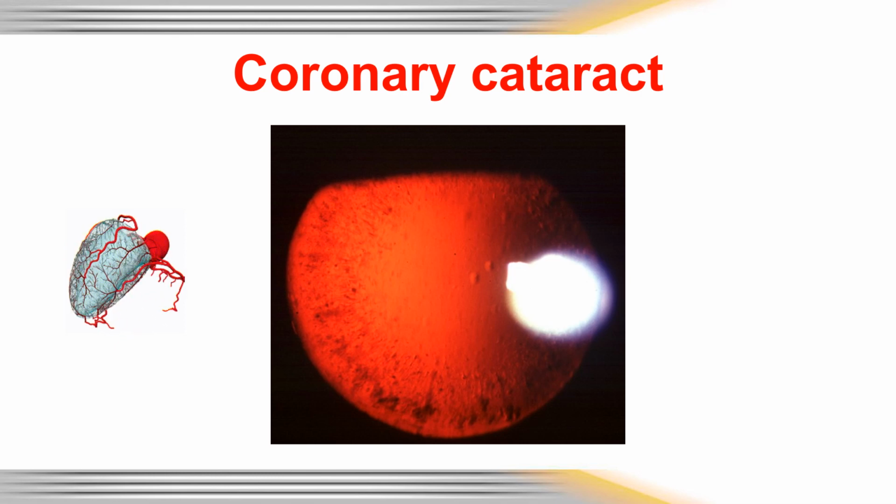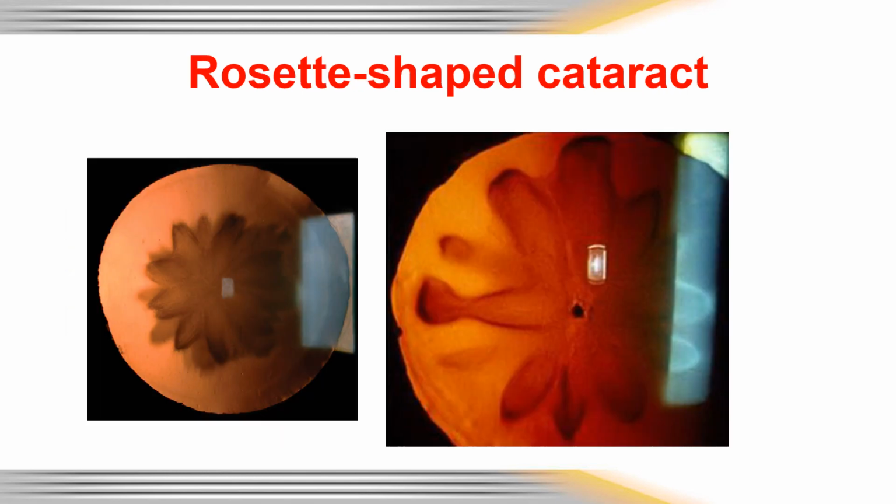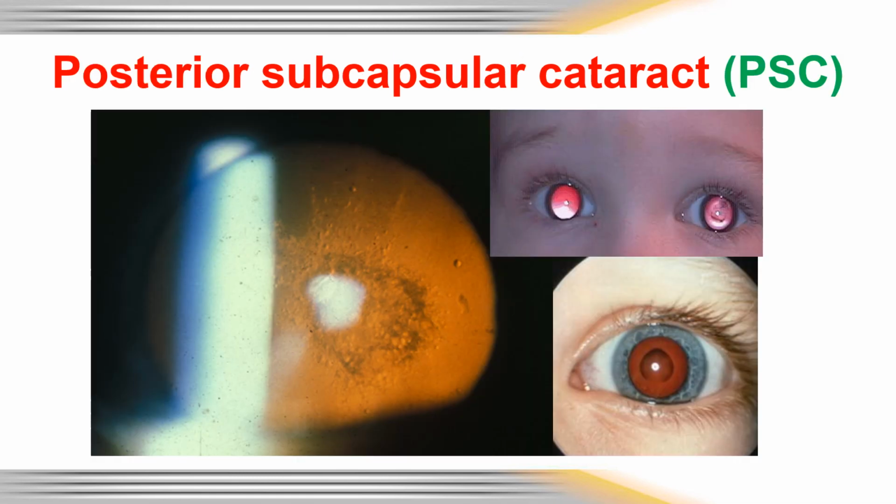Red reflex in coronary cataract, it's called coronary, like the coronary arteries around the heart. Red reflex in traumatic rosette-shaped cataract. Red reflex in posterior subcapsular cataract.